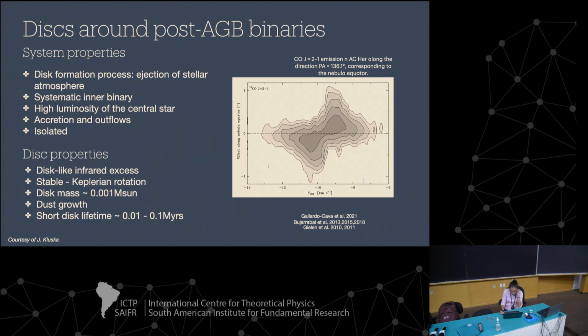What are the disk properties? You can detect the disk in the infrared excess. It's a stable disk. We have a Keplerian rotation. Usually the disk mass is around 0.001 solar masses. There's dust growth, of course, within the disk, and the lifetime is very short compared to protoplanetary disks. Also because you have to think that there's a really bright object in the middle, so it's going to cause photoevaporation of the disk, and the disk lifetime is going to be shorter.